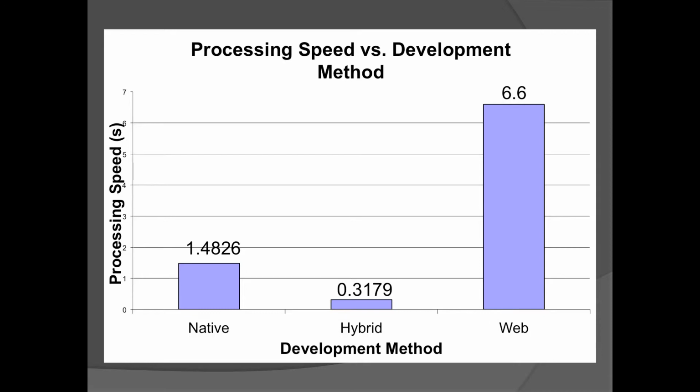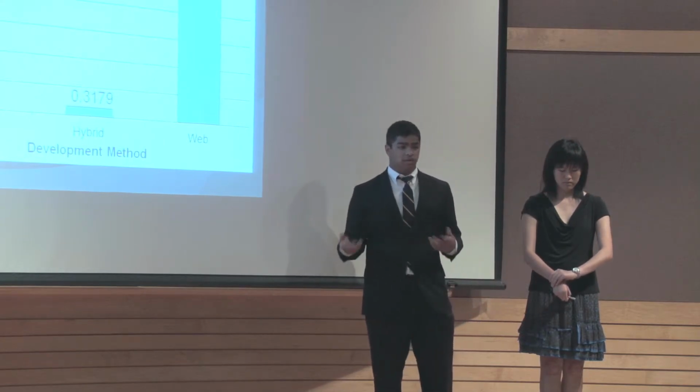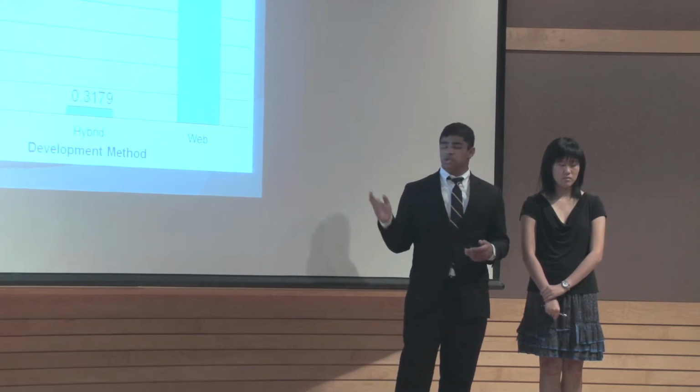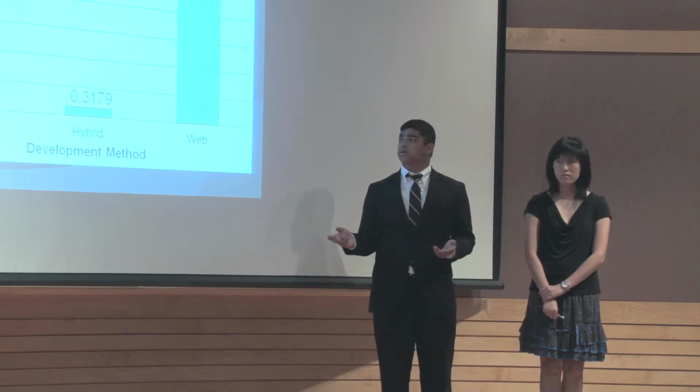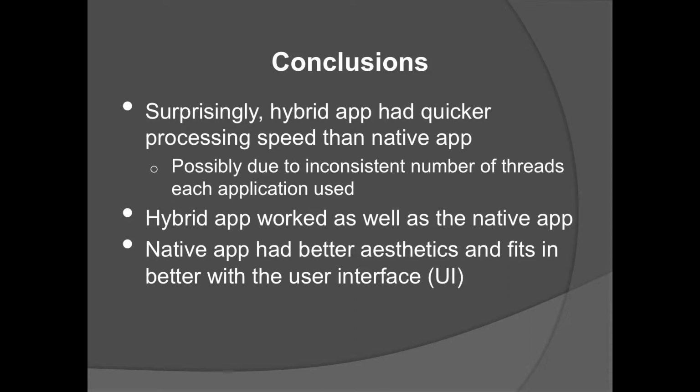So the web application result is pretty expected, because, like we said before, web applications are typically the slowest. But the native application and the hybrid application's results were kind of surprising. And this can be attributed primarily to the way that the application itself was executed.